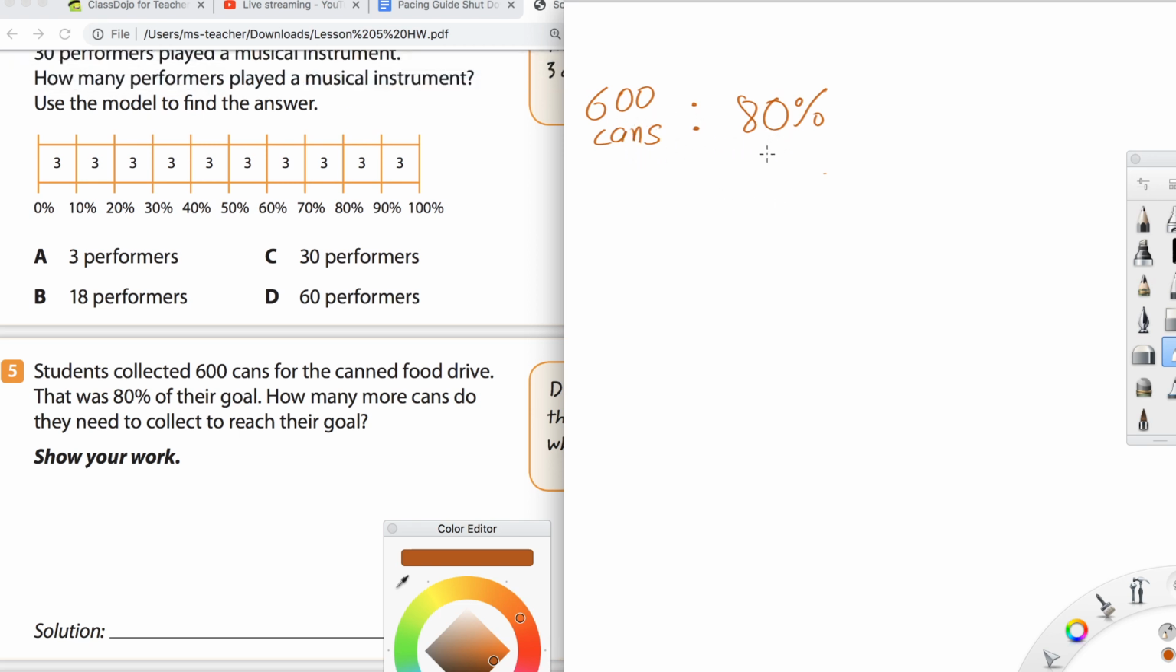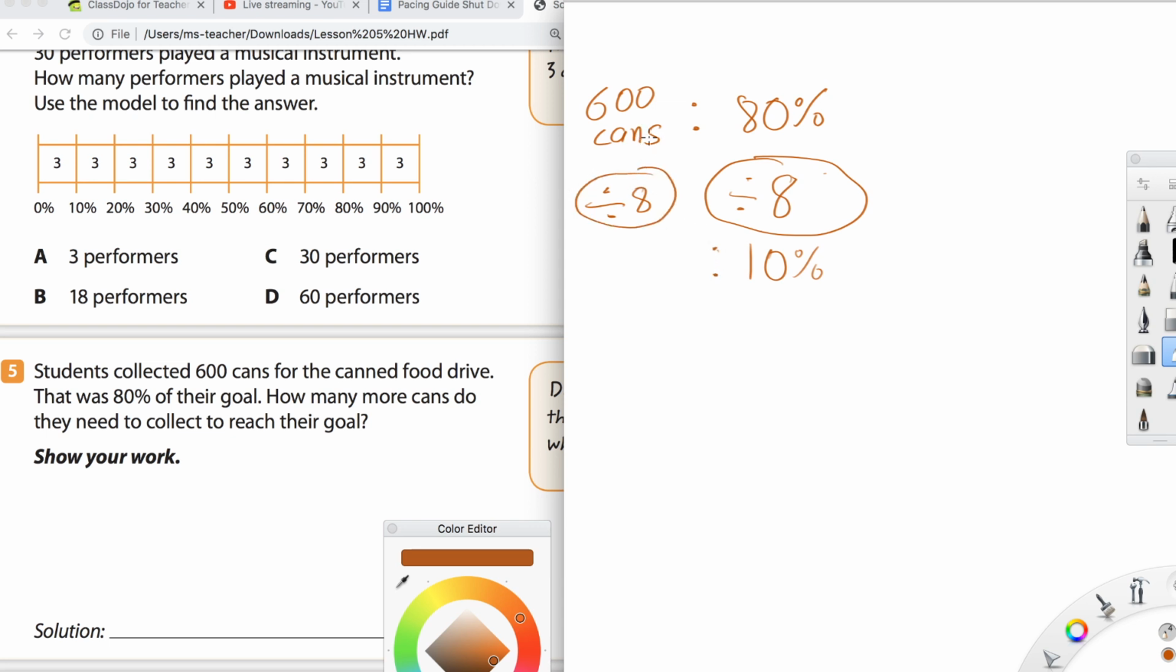But I can't do 80 times something to get 100. So I need to do my strategy of creating this into a 10%. How do I make an 80 into a 10? How do I divide it? 10 times 8 gives me 80, and it works backwards. 80 divided by 8 is 10. So I need to do this to both sides.